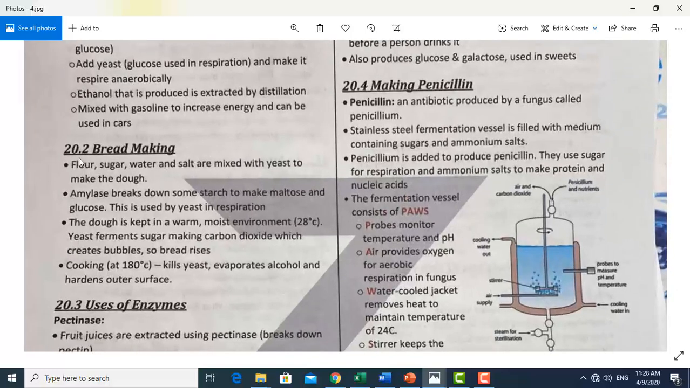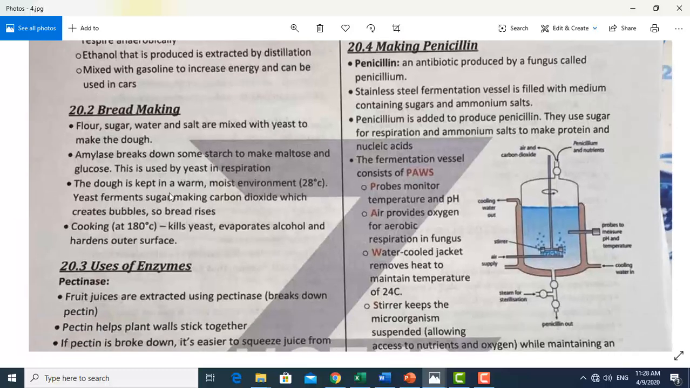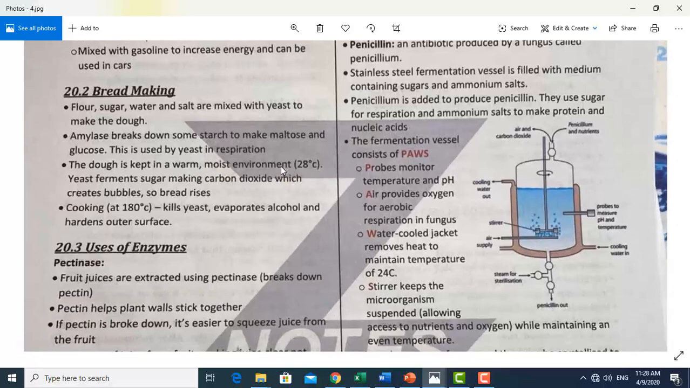Bread making, like when I'm trying to bake, girls will know it much better here. Flour, sugar, warm water and salt are mixed with the yeast to make the dough. The amylase here breaks down some starch to make maltose and glucose. This is used by the yeast in respiration. The dough is kept in a warm, moist environment, and the yeast ferments, making carbon dioxide, which makes the dough rise. Then I bake it, which kills the yeast, evaporates alcohol and hardens the surface. This is the process of bread making.